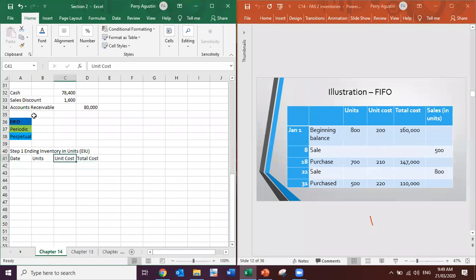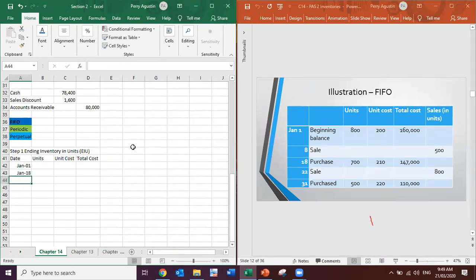So again, let me just test you if you understood what I have described a while ago. So we have our January 1, all right? Then we have our January 18. Then we have our January 31. So again, we have our 800. Then we purchase 718, January 18. And we purchase another one on January 31 for 500. So I'm just going to transfer everything in here.